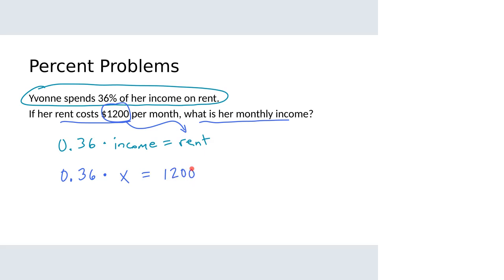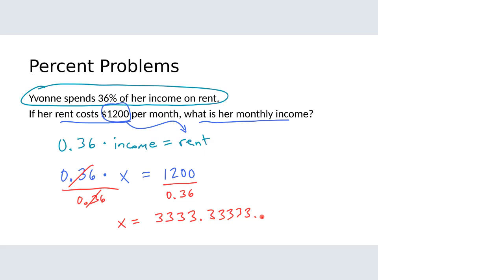Took a little longer to put this one together. We may have to read a question like this a few times before we get to where we have an equation to solve. But now we've reached a point where we have an equation to solve, and we'll divide by 0.36 on the left, divide by 0.36 on the right. Those cancel, so x is 1,200 divided by 0.36, which is 33, 33, point, whole bunch of threes.